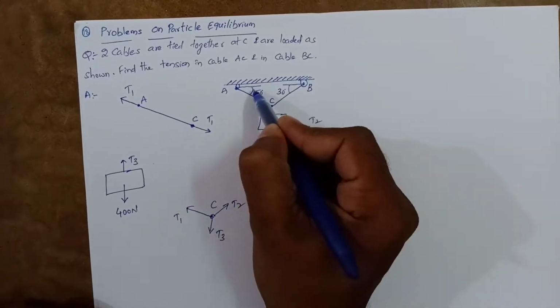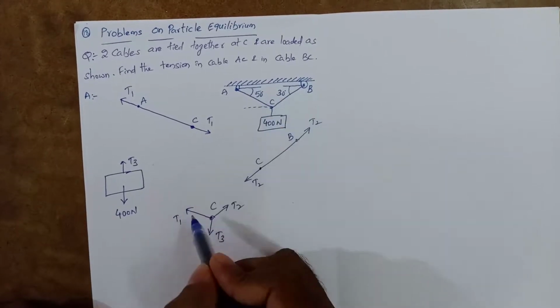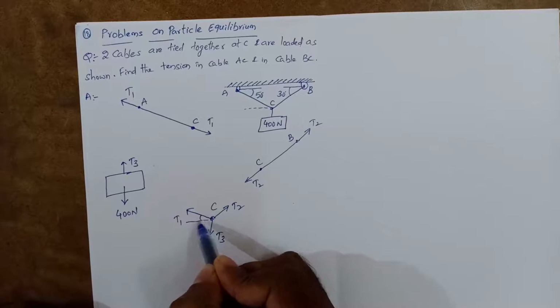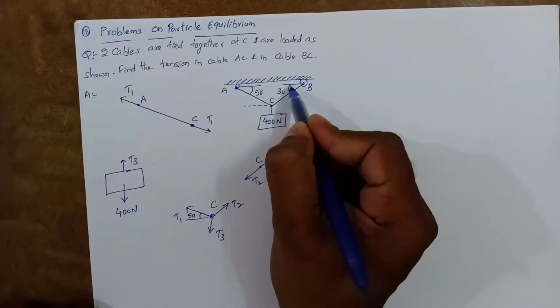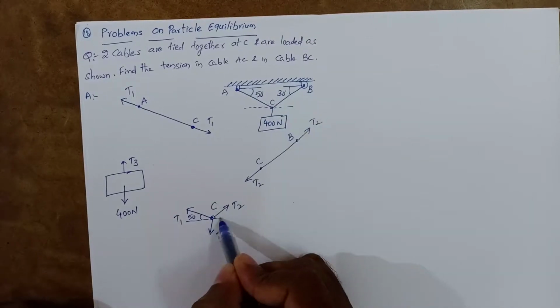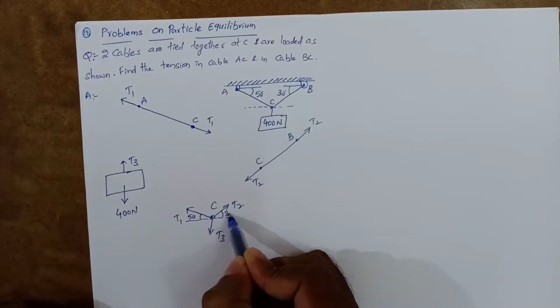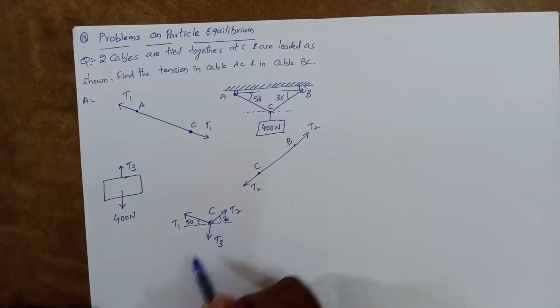This angle here is 50, so this angle here also will become 50. That implies this angle here is 50. Similarly, this angle here is 30, so this angle also will become 30. That implies this angle here is 30, and T3 here is acting vertically downward.